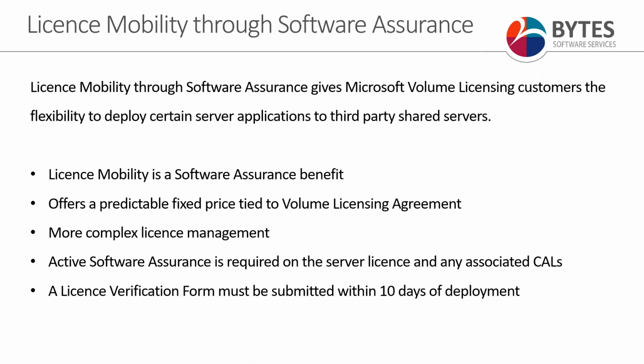I'm going to touch upon license mobility through software assurance. It is a software assurance benefit that gives customers the flexibility to deploy certain server applications on third-party shared servers. As I mentioned, it's a software assurance benefit, so you must have software assurance on those licenses. It offers a fixed price, which is tied to a volume license agreement that you may have. There is more complex license management with it, and software assurance is required on the server license and any associated CALs that come with it. There is also a license verification form that must be submitted within 10 days of deployment.